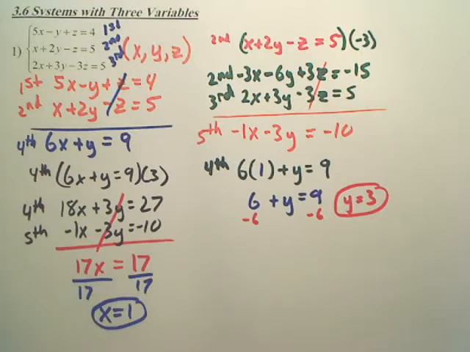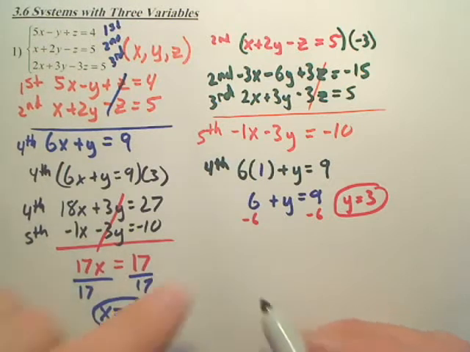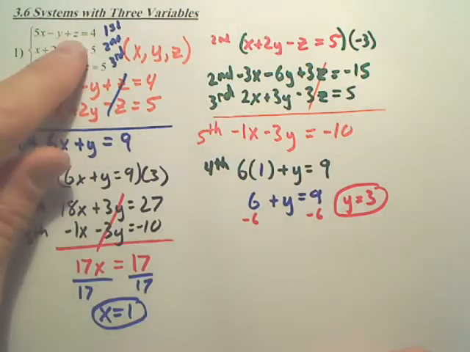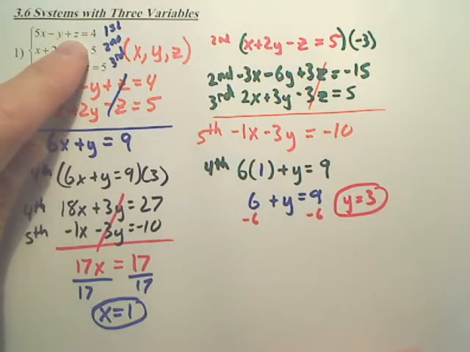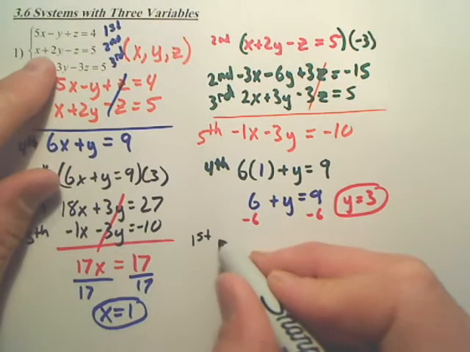Okay. So we have x and y. We have one more letter to go. What we need to do here is choose one of the originals, plug x and y in, and we can solve for z. Which one looks easiest? Second? Yeah. Isn't z easy right there? Look at z, he's nice and pretty. I'm going to go with the first. We're almost done, you guys.